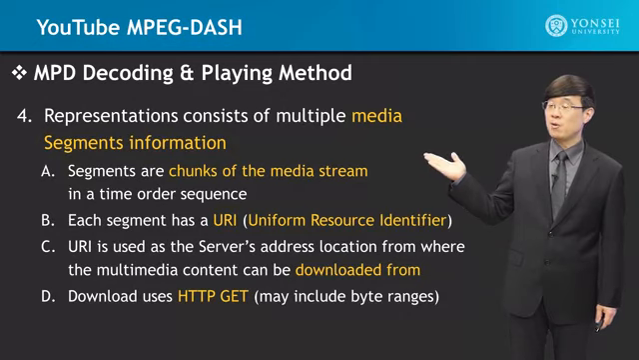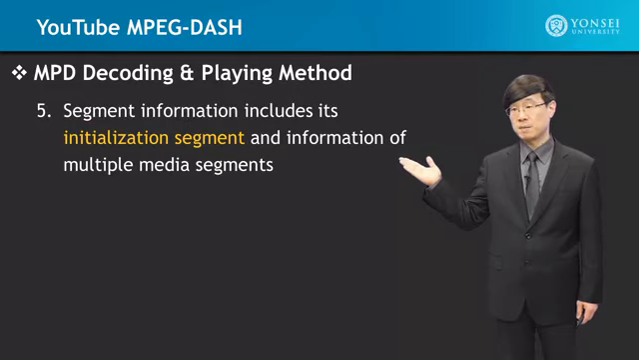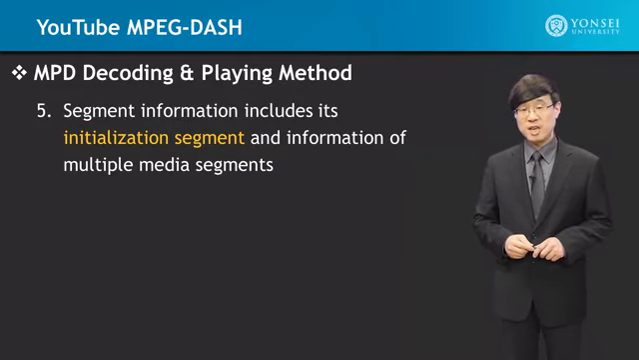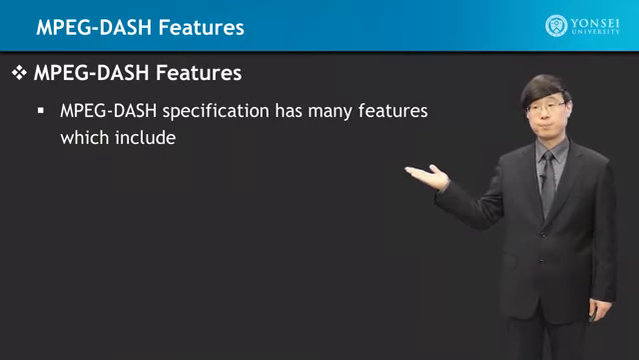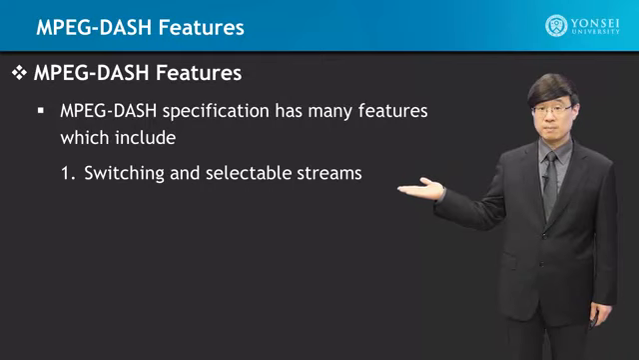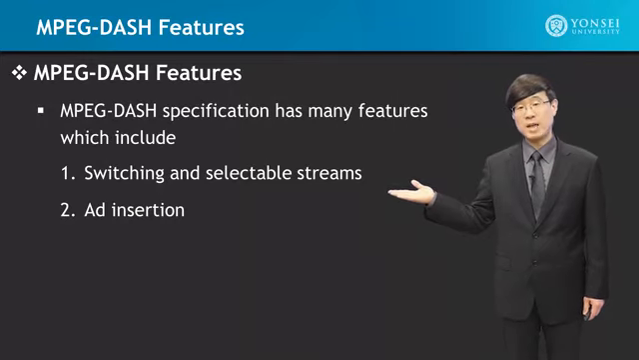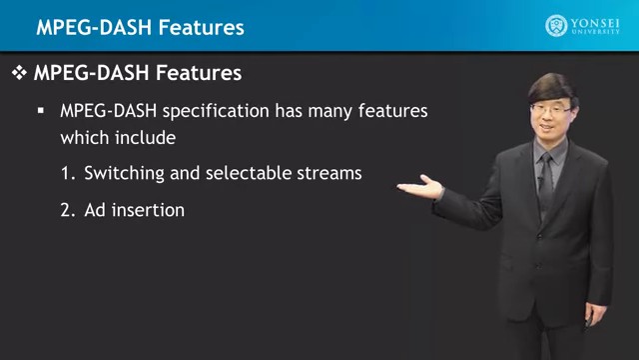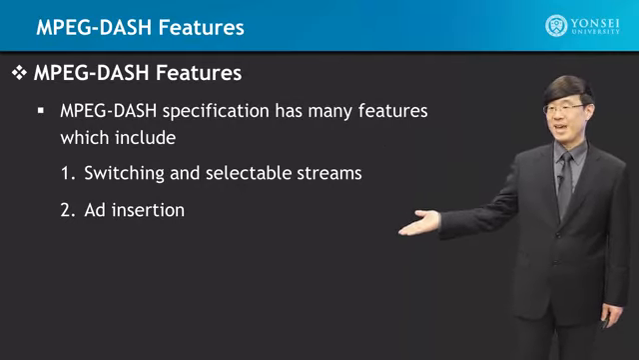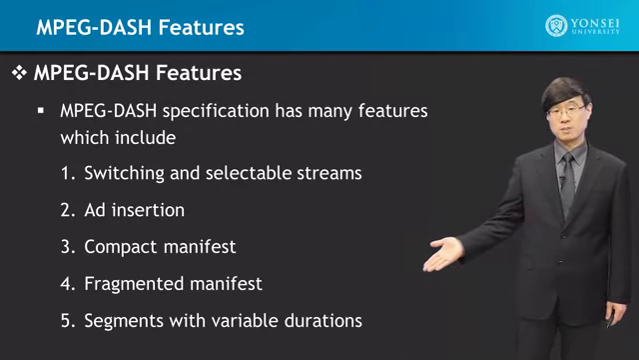Step 5, segment information includes its initialization segment and information of multiple media segments. MPEG-DASH specifications have many features, which include switching and selectable streams, ad insertion. This may seem trivial, but if you're the company that is supporting the server and video streaming, actually ad insertion may be your most important thing. Compact manifest and fragment manifest. In addition, it has segments with variable durations. All of this is used in adaptive video streaming techniques.